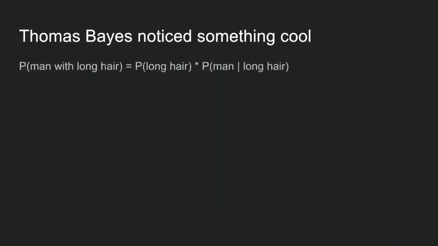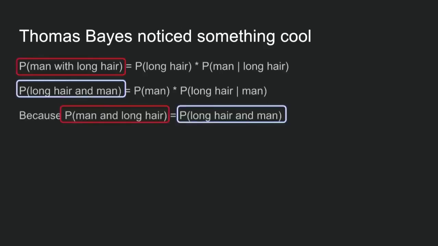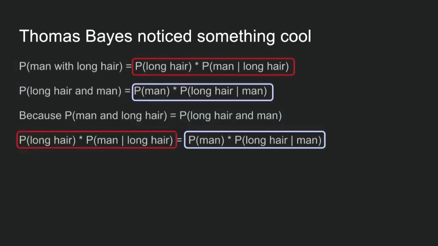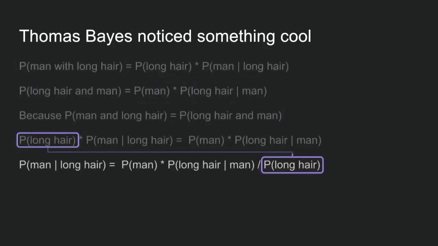So, this is where Thomas Bayes comes in. He noticed something really cool. You can calculate the joint probability that someone is a man and has long hair using the formula we saw before. And you can also calculate the joint probability that someone has long hair and is a man. Now, these are different formulas, but remember, joint probabilities don't care about the order. So these two things are equal, which means the stuff that they're equal to on the other side are also equal to each other. And we can do a little algebraic sleight of hand.